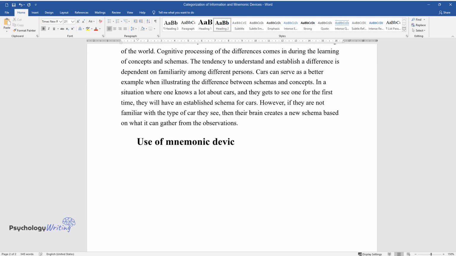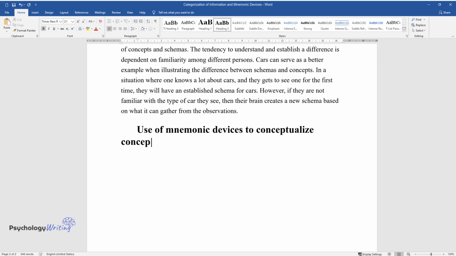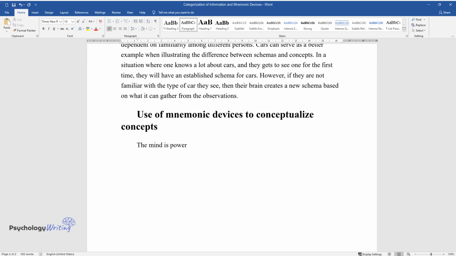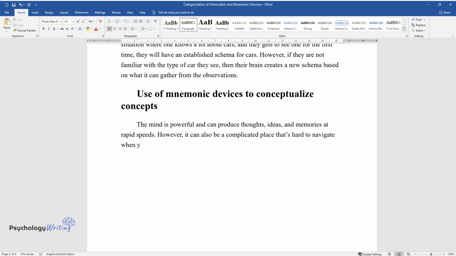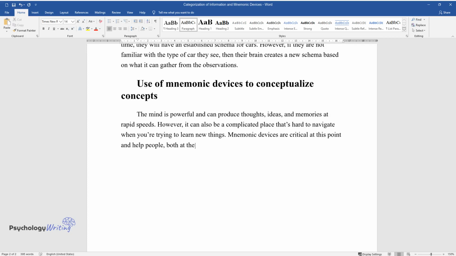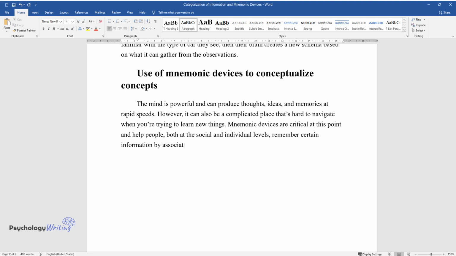Use of mnemonic devices to conceptualize concepts. The mind is powerful and can produce thoughts, ideas, and memories at rapid speeds. However, it can also be a complicated place that's hard to navigate when you're trying to learn new things. Mnemonic devices are critical at this point and help people, both at the social and individual levels, remember certain information by associating it with something easier to memorize.